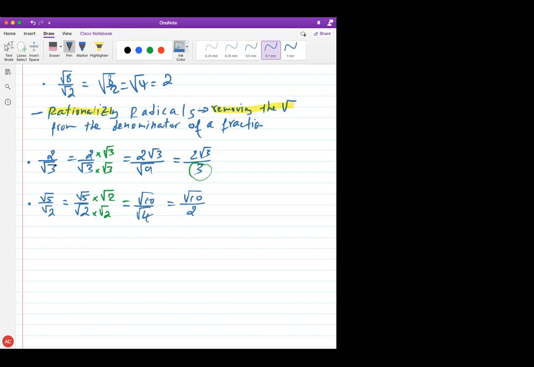Let's make things a little more interesting here. You could have more stuff, not just one radical here. You may have, for example, radical 7 plus 1. Again, the purpose of rationalizing is to get rid of this radical from here. So what do you think happens here? What do you think we need to do in order to get rid of this radical here?